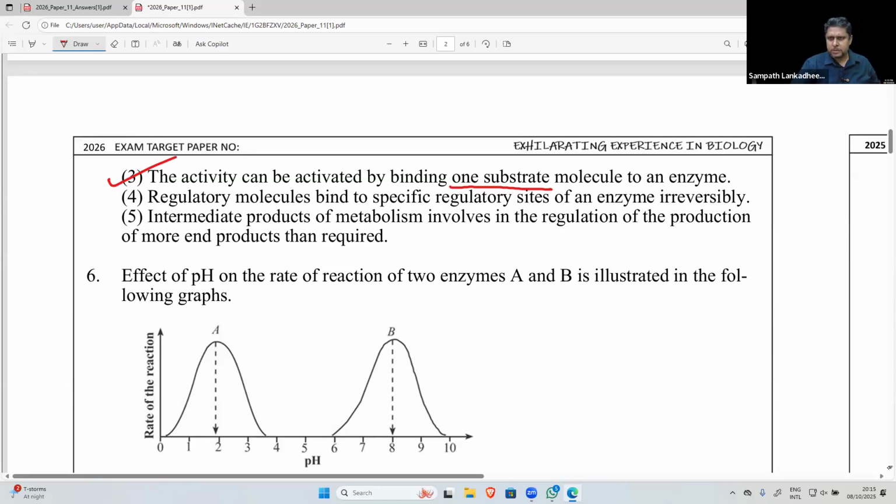Regulatory molecules bind to specific regulatory sites of an enzyme is irreversible. Wrong. Intermediate products of metabolism are involved in regulation of the production of more end products than required.